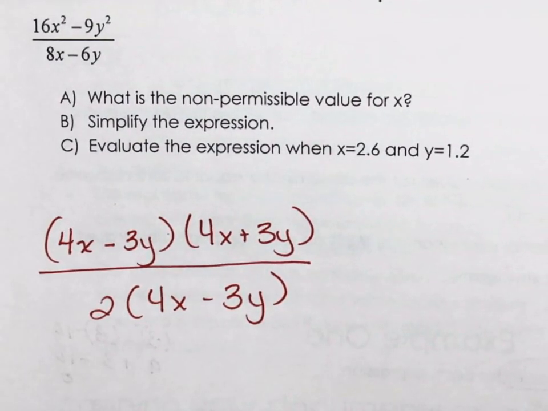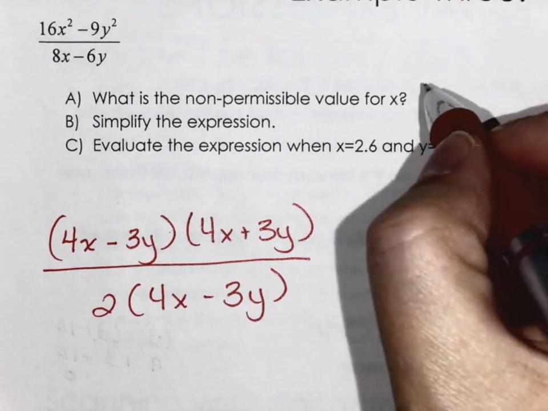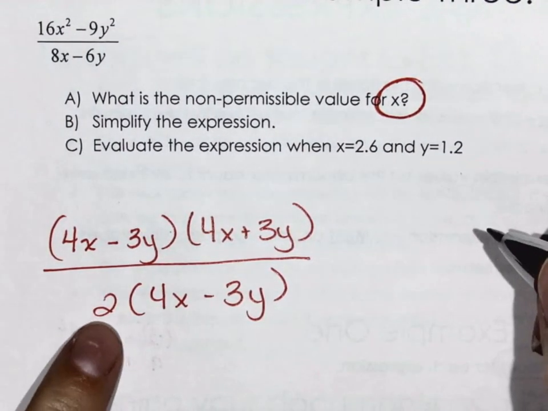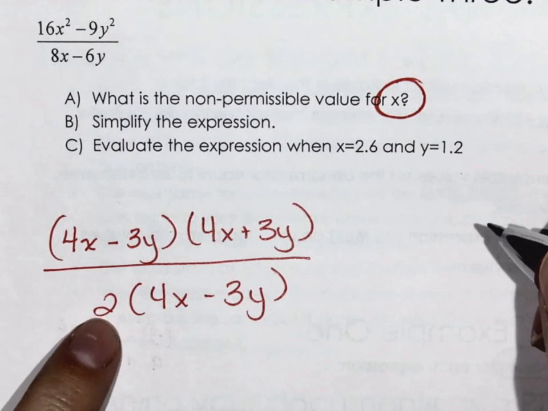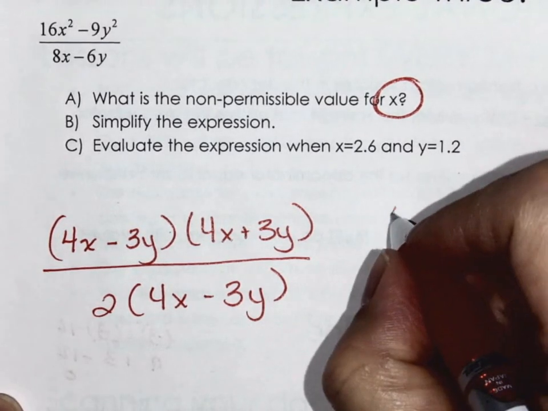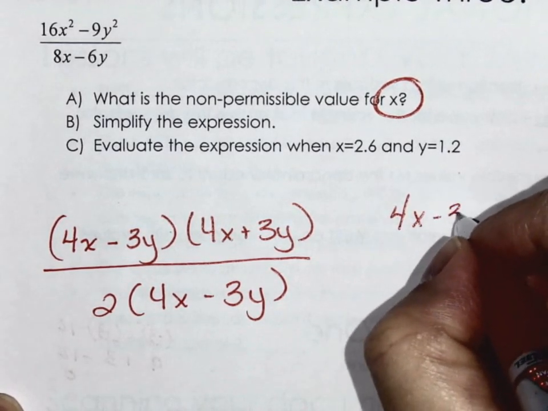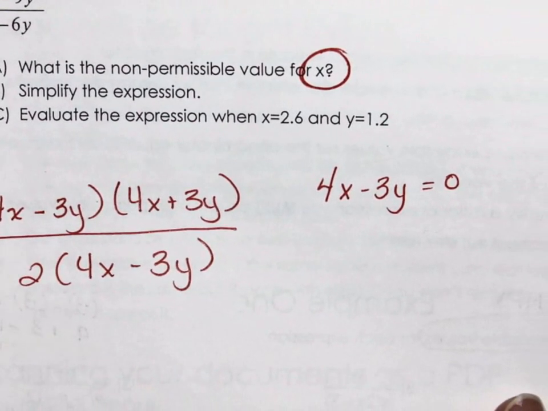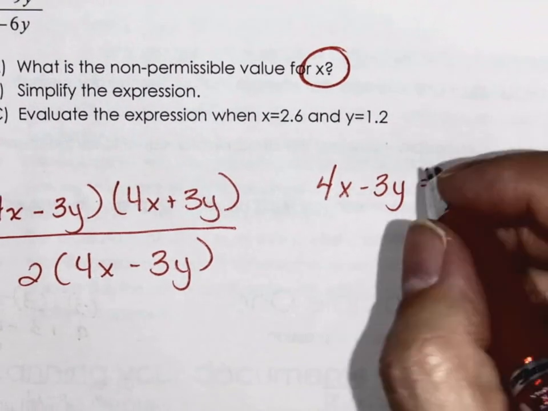Step 2 is non-permissible values. And part A says, I want it in terms of x. If you have a constant here, it has no variable in it, so you don't have to solve this one out. You only have to solve the ones with a variable in them. So we have 4x minus 3y equals 0. So all I want to do is get x equals. I want to get x on one side and everything else on the other. So I'm going to add 3y to both sides.